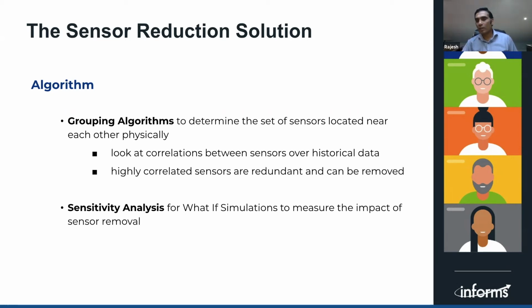So we also built in a sensitivity analysis which exactly predicts what you would miss if you remove excess sensors, or what it is that you're not gaining if you have more sensors. So we built both the grouping algorithm, the recommendation of which sensor to be picked, and also a sensitivity analysis on what happens if you remove the sensor. So that's the algorithm we built.